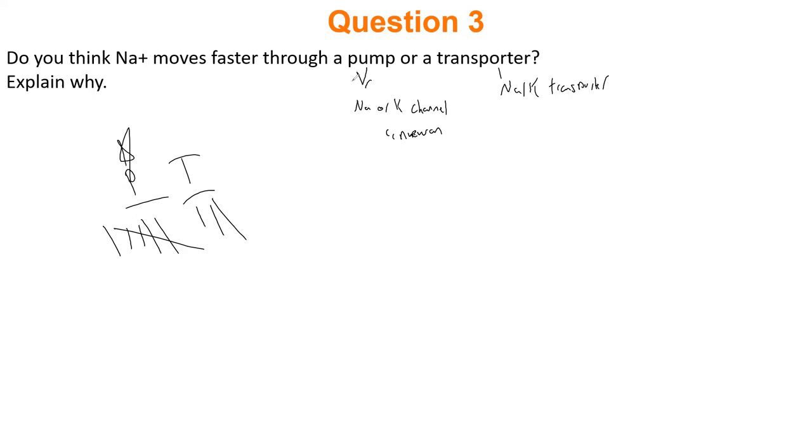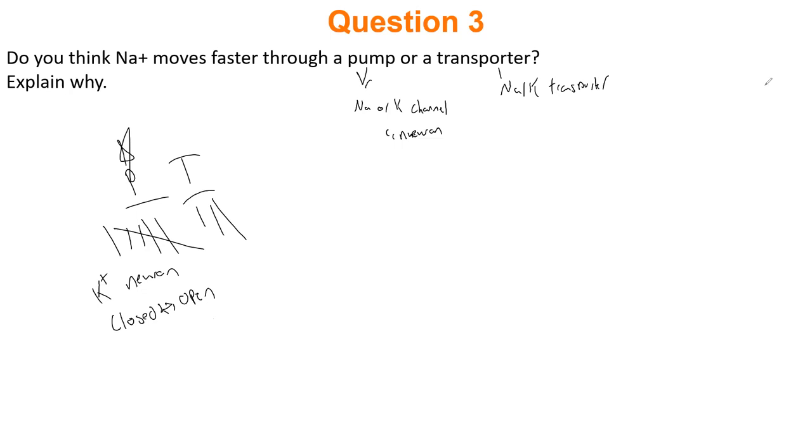So like the pump has two conformations that we looked at in the neuron cell, right? So if we're looking at the potassium pump or potassium channel in the neuron, it had a closed and open conformation. However, once you're open, you're open. You're open to both sides of the membrane. You're open to the inside and outside of the cell. So potassium just flows through that.